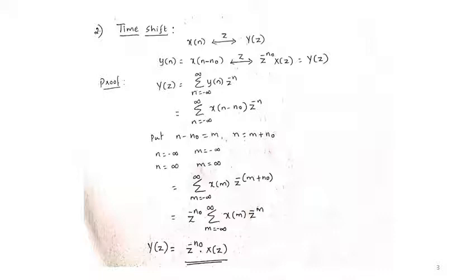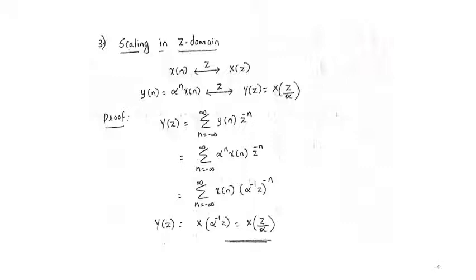And here, for example, if I consider x of n minus 2, the input signal is delayed by 2 units, and the z transform is what? Z to the power minus 2 into X of z. And if I consider x of n plus 1, its z transform is what? Z into X of z. Or if I consider x of n plus 3, then its z transform is z to the power 3 into X of z. So it's very much useful while solving problems related to differential equations. We'll use this. So this is about the time shifting property.